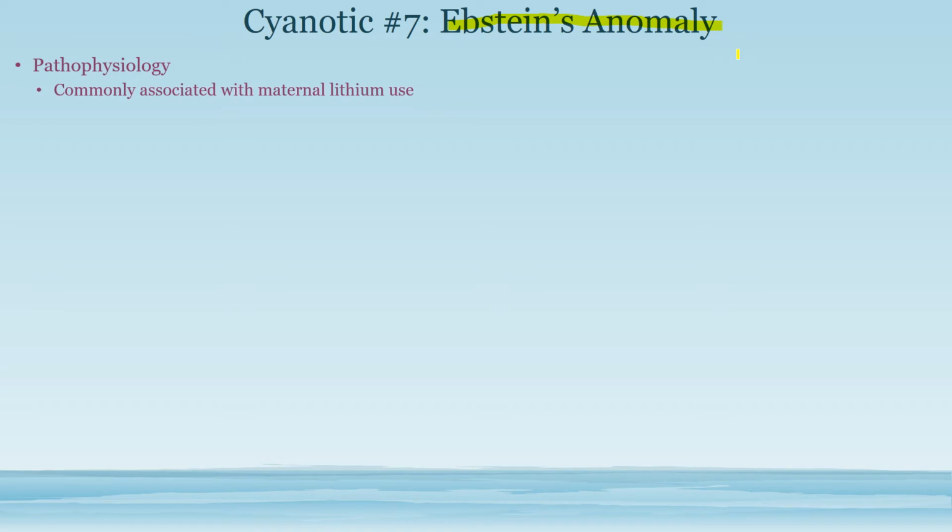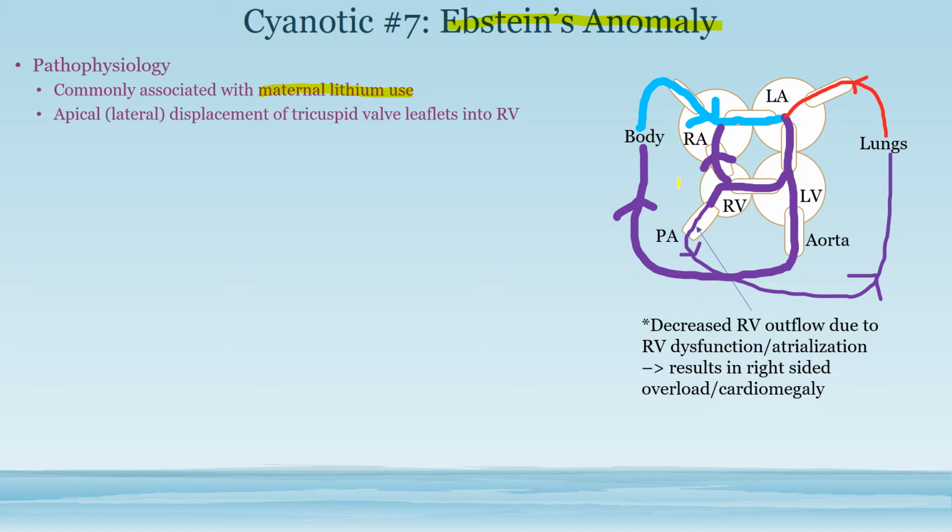So let's talk about the pathophysiology. Associated with maternal lithium use during pregnancy. Classic finding: you have an apical lateral displacement of the tricuspid valve leaflets into the right ventricle. So the tricuspid valve, which is normally pretty posterior in the right atrium compared to the right ventricle, moves anteriorly and laterally to go into the right ventricle and atrialize part of it. Remember, everything before the tricuspid valve is the atrium, everything after is the right ventricle. So if the tricuspid valve goes into the right ventricle, more of it is now part of the right atrium now.